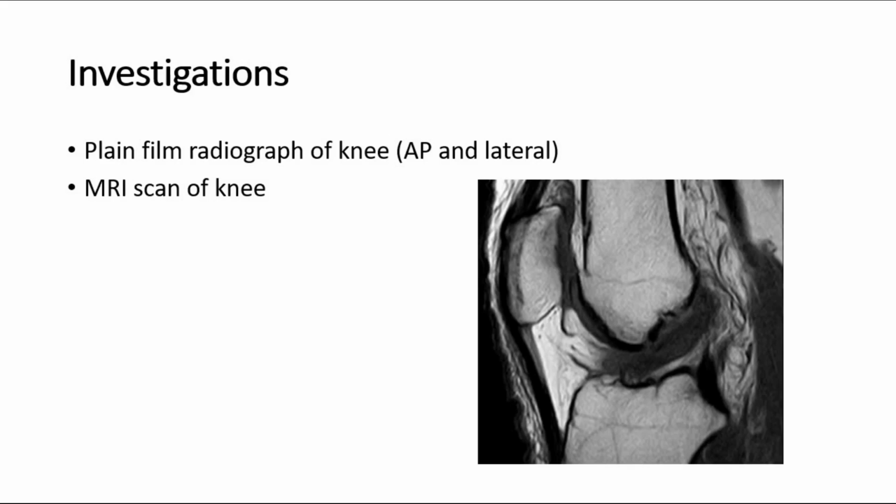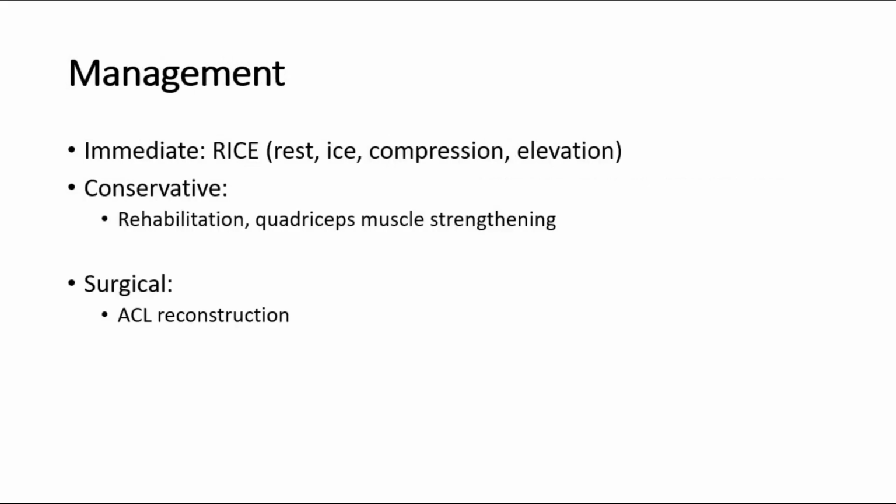For management, the immediate management of a suspected ACL tear is rest, ice, compression, and elevation. The specific treatment of an ACL rupture can be either conservative or surgical. Conservative treatment involves rehabilitation and quadriceps muscle strengthening, whereas surgical reconstruction of the ACL involves the use of a tendon or an artificial graft.